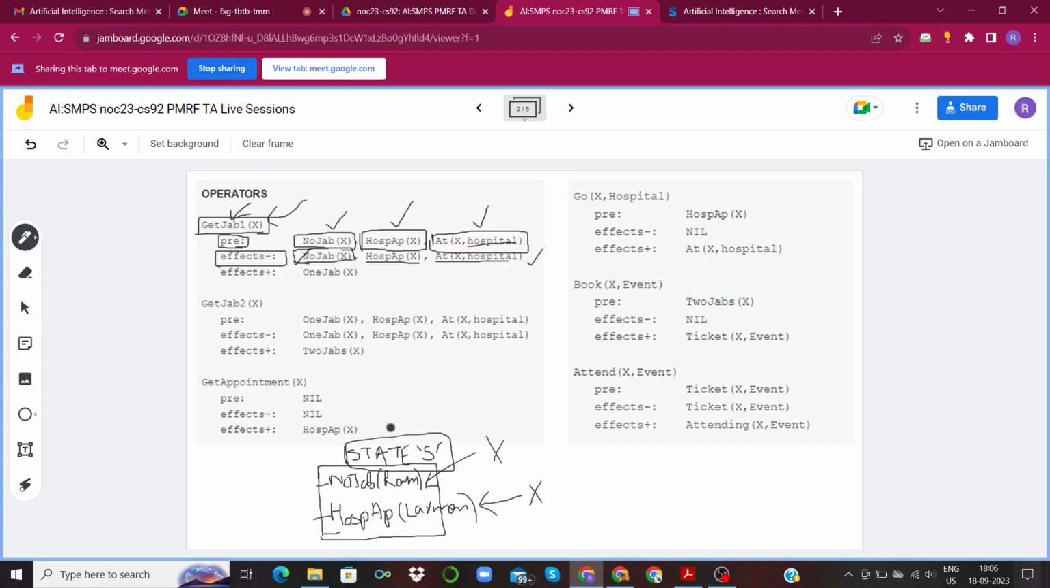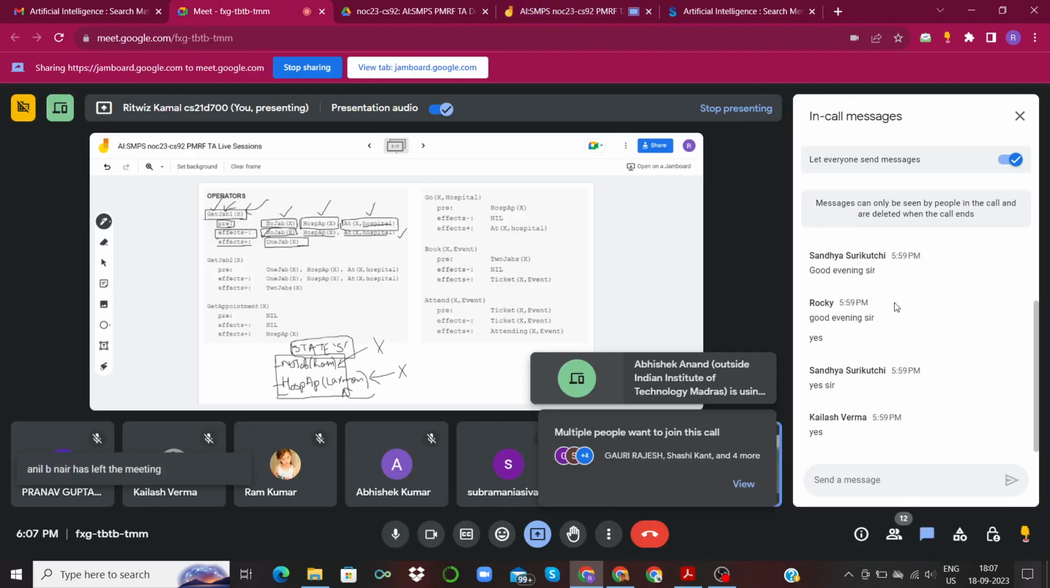Along with the negative effects, there will be some positive effects, which means that some new facts will be added to our state as a result of the operator. And the positive effect in this case of this operator get jab 1 would be that the person X would now be called to have one dose of vaccine, or basically one jab X. Okay, so was the first operator clear?